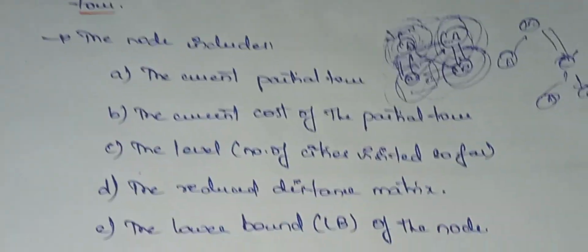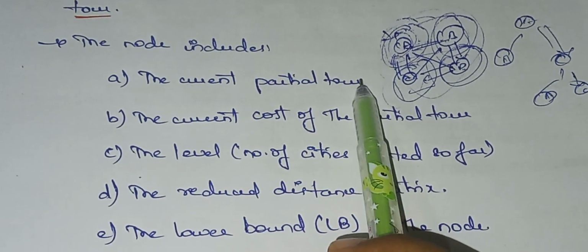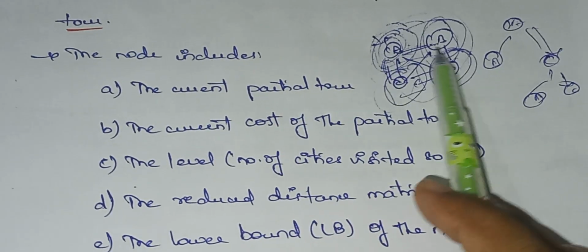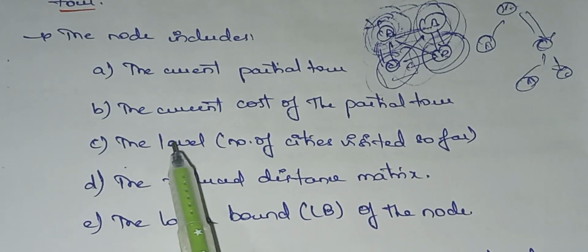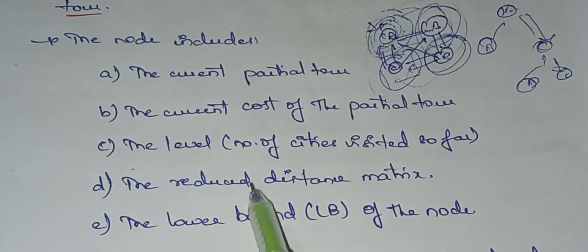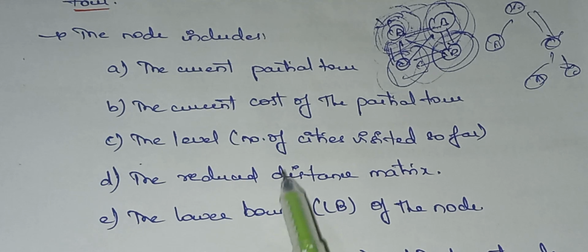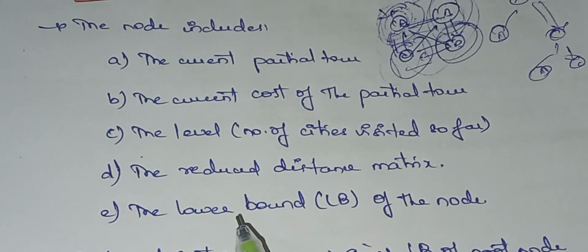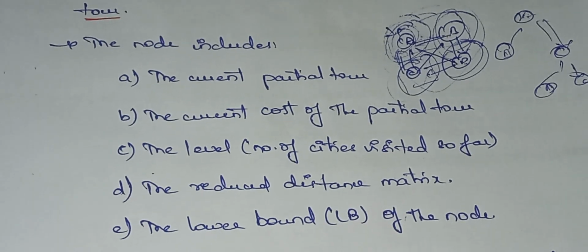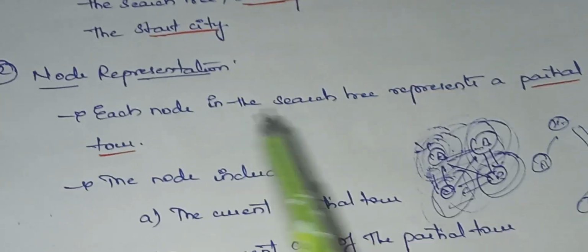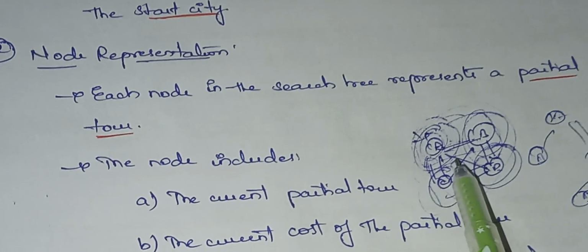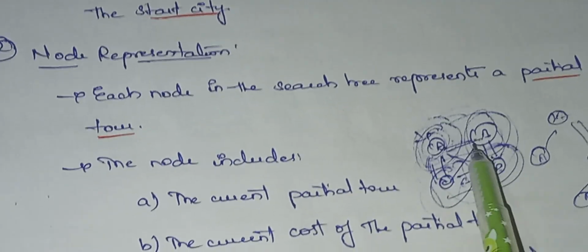These nodes include the current partial tour, the current cost of the partial tour, meaning how much distance has been traveled, the number of cities covered, the reduced distance matrix, and the lower bound of the node. We'll discuss what the reduced distance matrix is, and how these two are calculated, in the next steps. So the second step is that each node in the traveling salesman problem represents a partial tour.